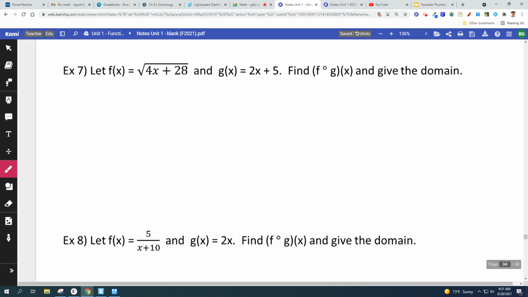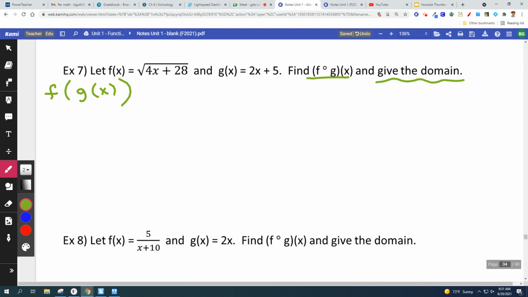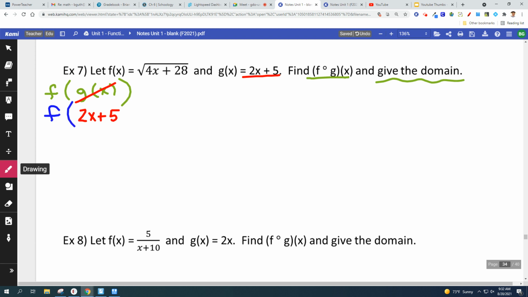Number 7 adds a little twist. It says and give the domain, but it's otherwise the same thing. We want to find this composition and give the domain. So they're asking me for f of g of x. G of x is just this. So that's 2x plus 5. I'm plugging 2x plus 5 into the f function.